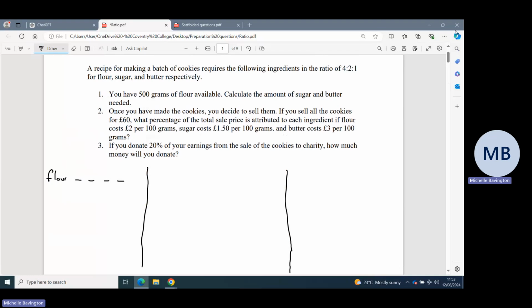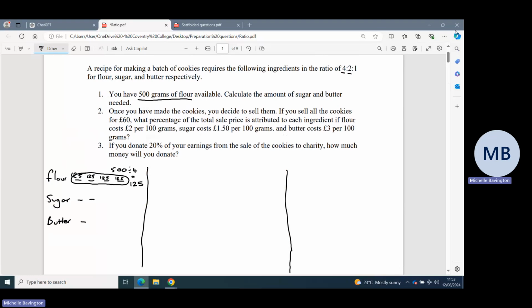So flour, and I know sugar is 2 parts. Butter is 1 part. So I know I have 500 grams of flour. So this is my 500. That 500 is connected to that. So 500 divided by 4 equals 125. So each one of these are 125, 125, 125, 125.